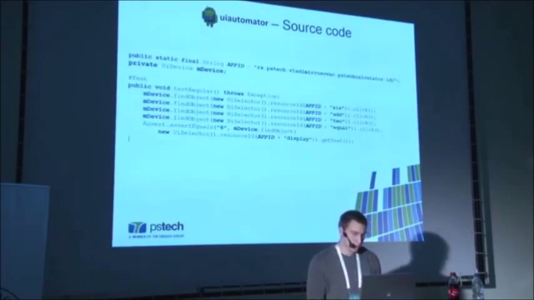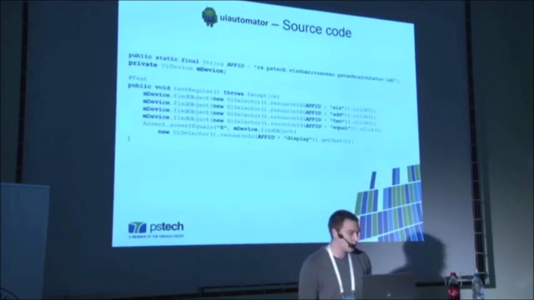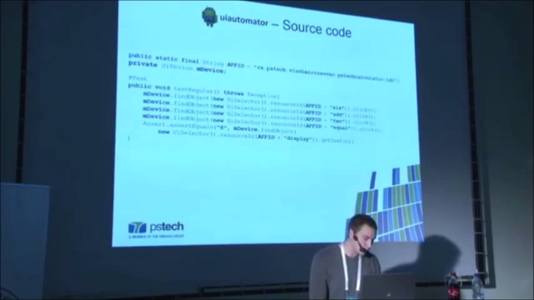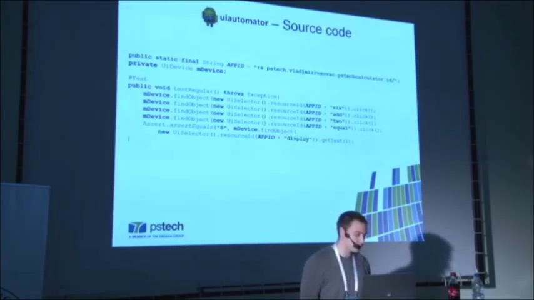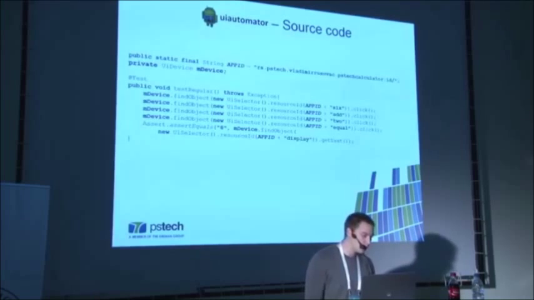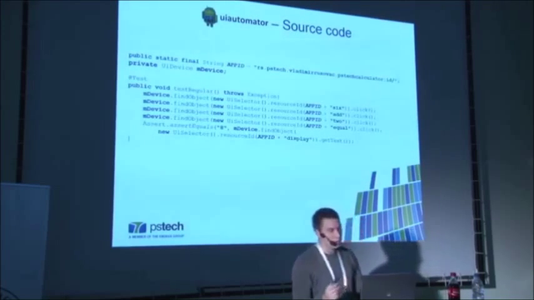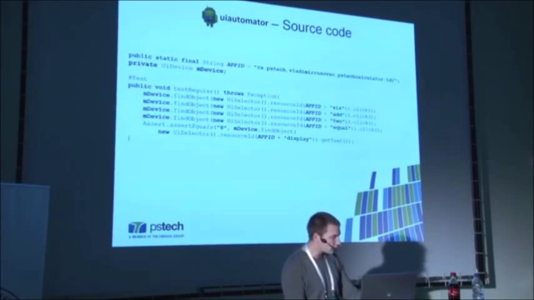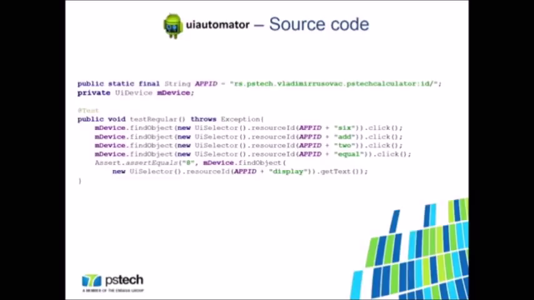This is how the source code looks like. First we have this predefined string for our application ID. And we want to find the object on the device by selecting it using UI selector, and we find a specific element with its ID, and we want to click on it. And similarly for checking results, we are using the assertEquals function.